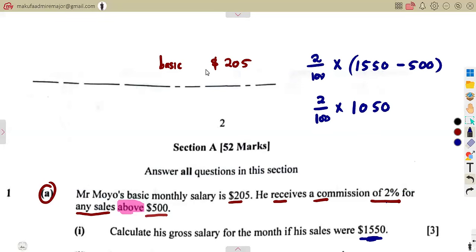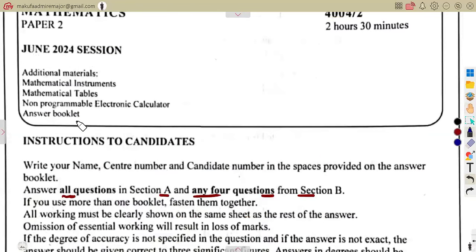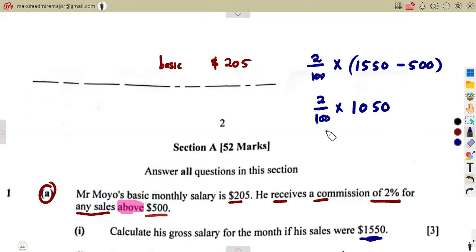In this paper, the calculators are there to be used. That is the job of the calculator, which is why we are told that calculators may be used in this paper. We can use the calculators, okay? Not the mathematical table. So on this multiplication, just use the calculator directly. That is the use of the calculator. Multiply this directly on your calculator.